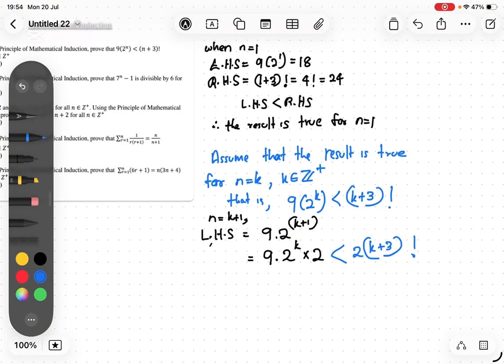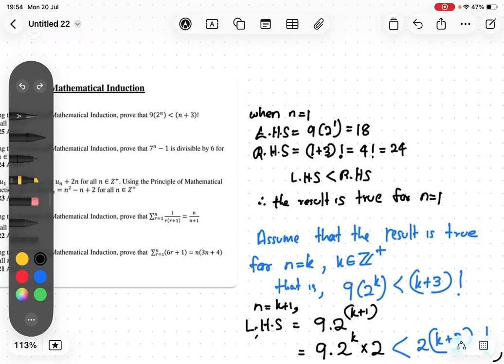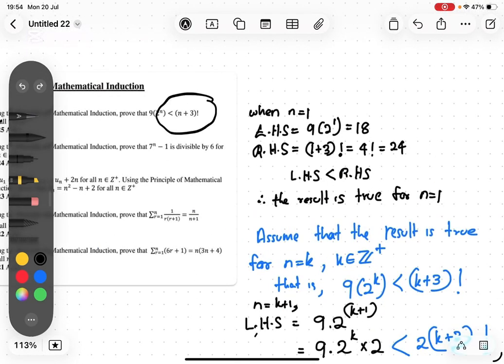What is the reason? We have multiplied both sides by 2, so the inequality still holds. But what do you have to prove? Look at what you need to prove: what should your right hand side be when n equals k plus 1?